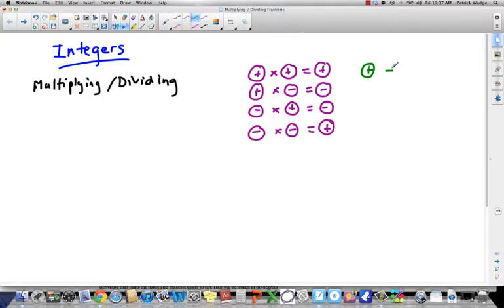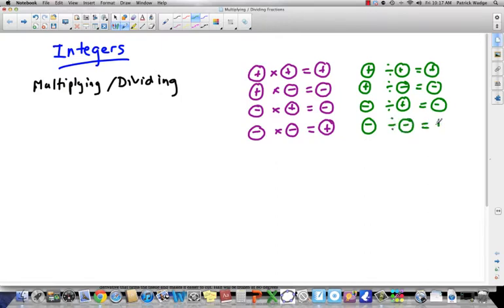A positive divided by a positive is a positive. A positive divided by a negative equals a negative. A negative divided by a positive equals a negative. A negative divided by a negative equals a positive.